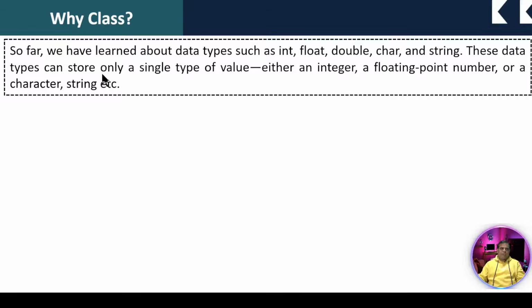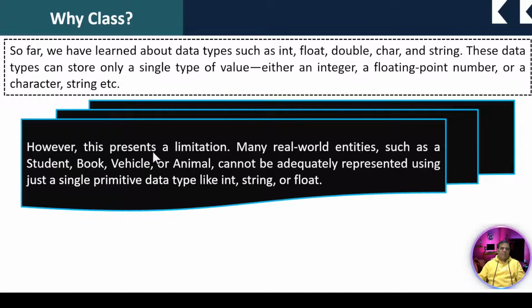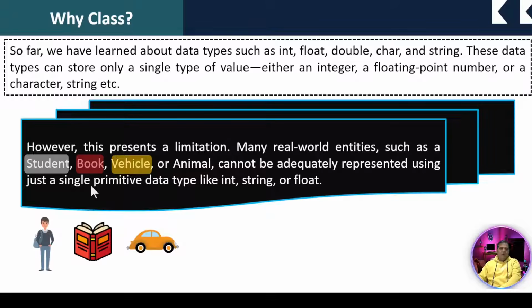A data type can store only a single type of value, either an integer, a floating number, a character, or a string, etc. However, this represents a limitation. Many real-world entities, such as a student, book, vehicle, or animal, cannot be adequately represented using just a single primitive data type like int, String, or float. Let's understand with an example.